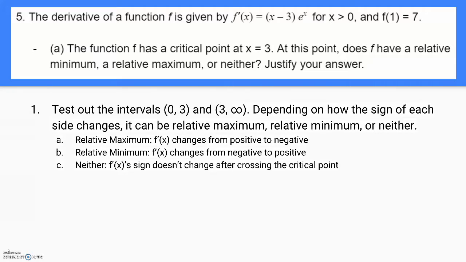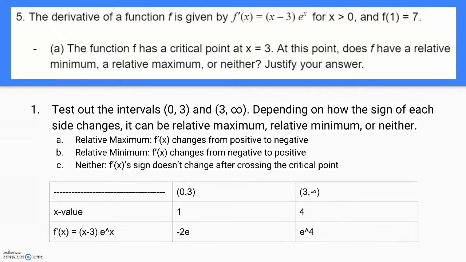Relative maximum is when f prime of x changes from positive to negative. Relative minimum is when f prime changes from negative to positive, and neither is when f prime of x's sign doesn't change after crossing the critical point. So to test out each side, you can pick an x value that corresponds to each of the intervals. So from 0 to 3 I picked 1, and from 3 to infinity I picked 4. Now you plug these x values into f prime of x, and for 1 you get negative 2e, and for 4 you get e to the power of 4.